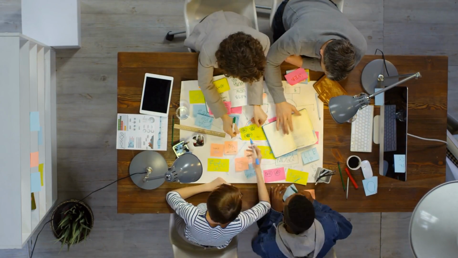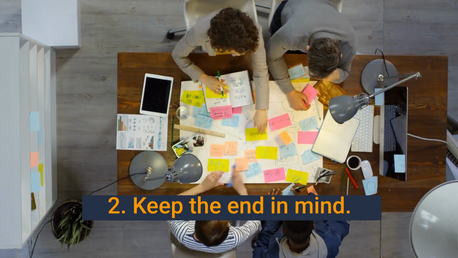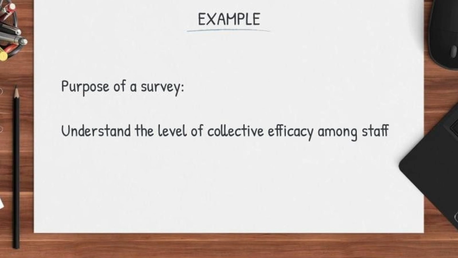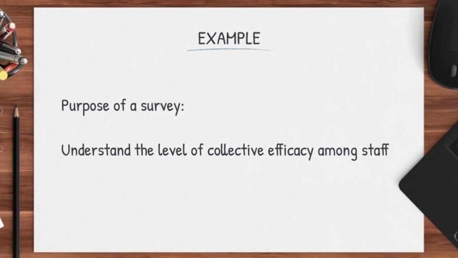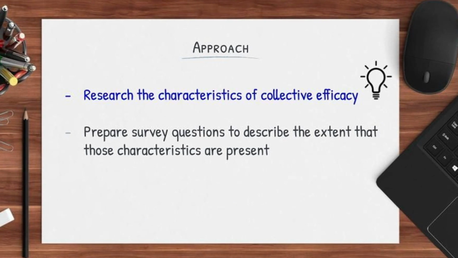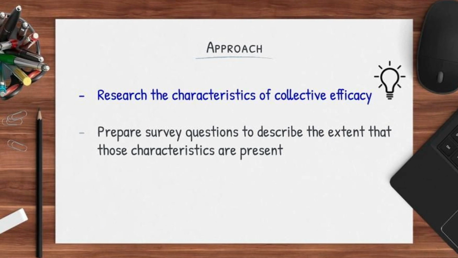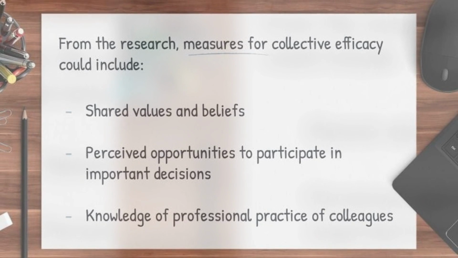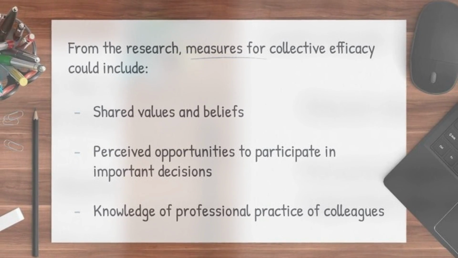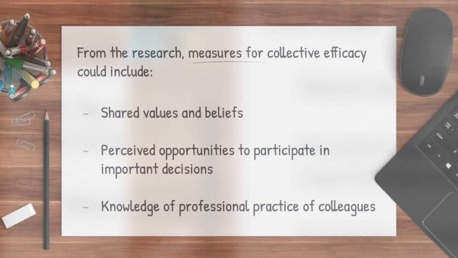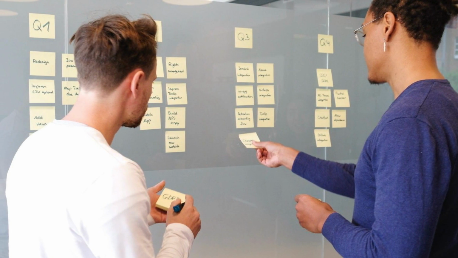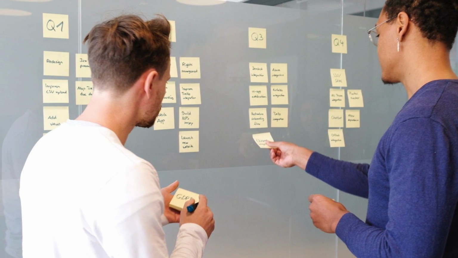Two, keep the end in mind. Think first about the information you need before planning which questions to ask in order to get that information. Suppose we prepare a survey to measure the collective efficacy of a staff. We might start by researching the characteristics of collective efficacy in order to prepare appropriate questions to get the information we need. Research would provide different ideas about what to measure in the survey. By first being clear on the information that we need, we can plan appropriate questions and avoid asking off-topic ones.